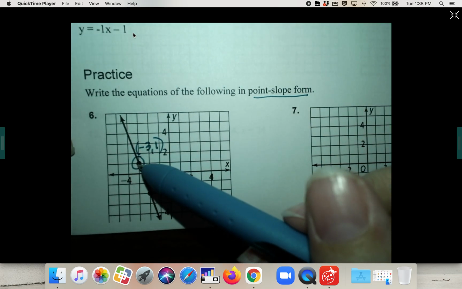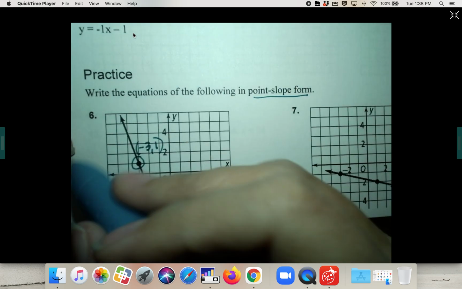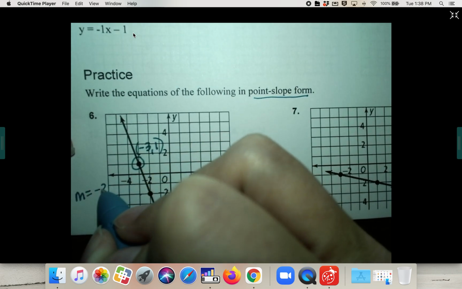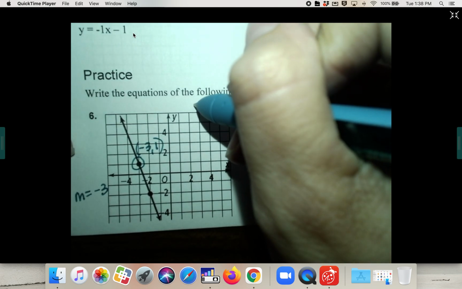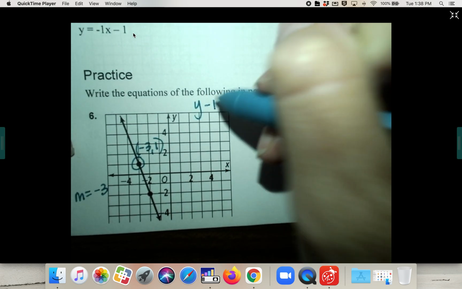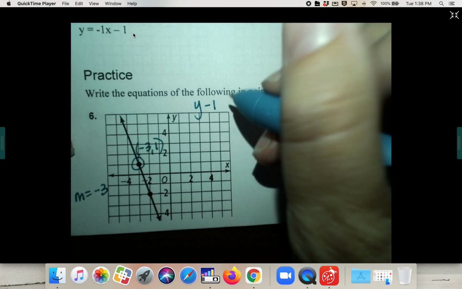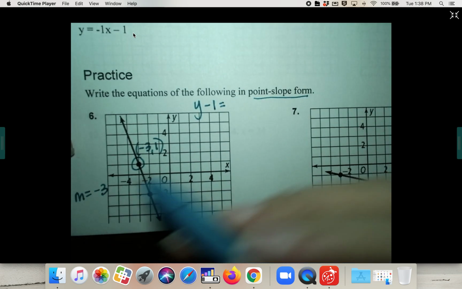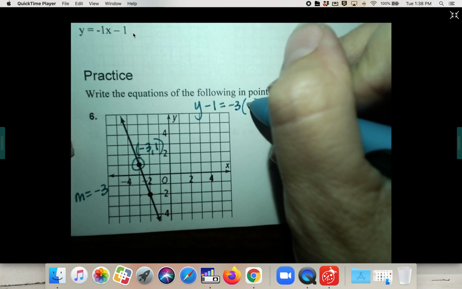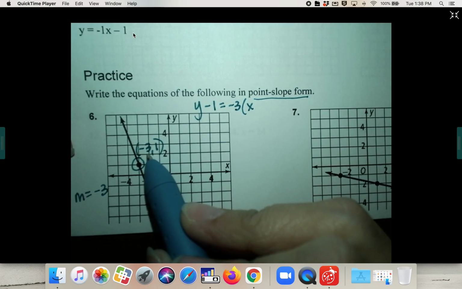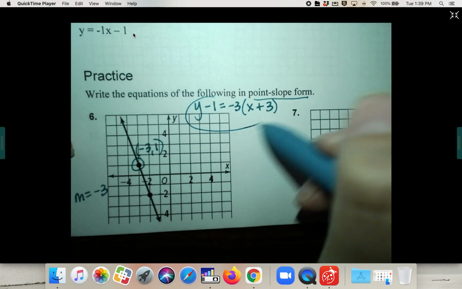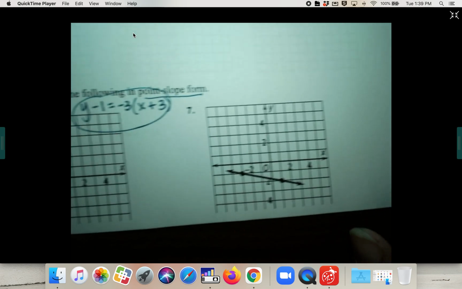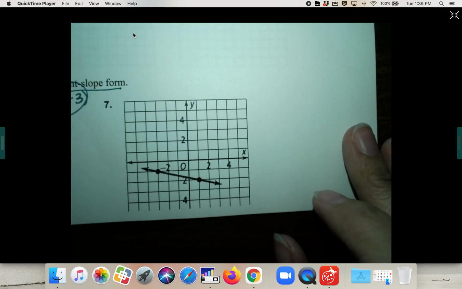And my slope is down 1, 2, 3 over 1. So my slope is -3 over 1, which is -3. So here it is in point slope form. Y minus 1, because that's my y-coordinate, equals slope, which is -3, times the quantity x minus my x-coordinate, or it's going to be plus this time since it was a -3. All right, try 7 on your own and fast forward and see if you did this correctly.